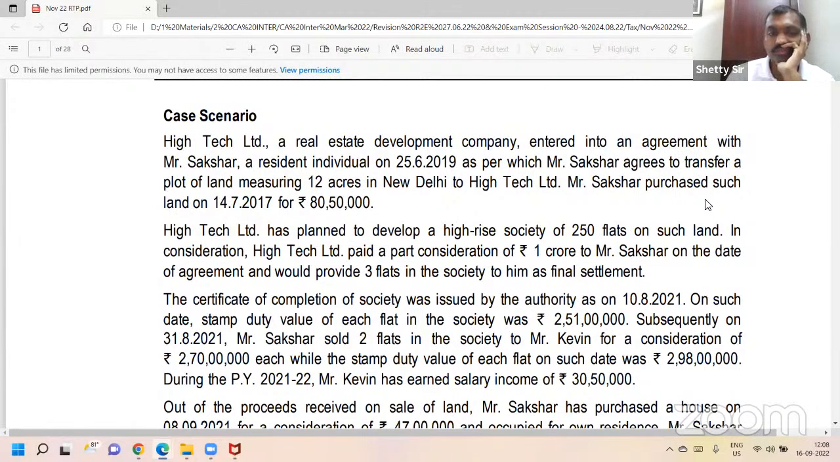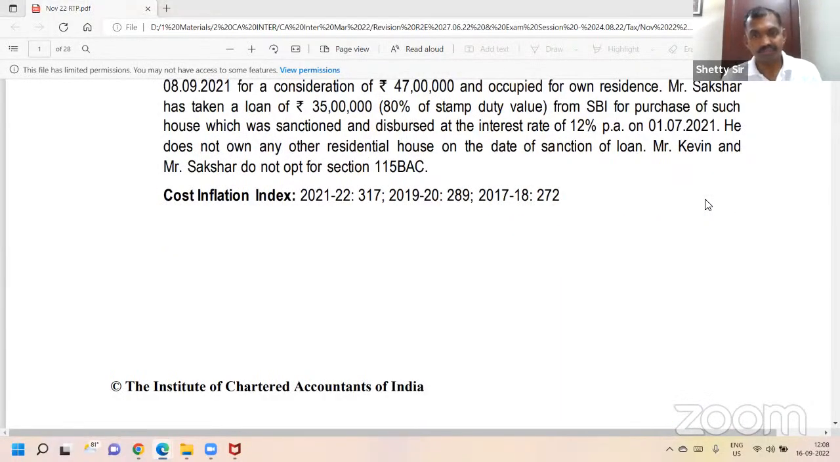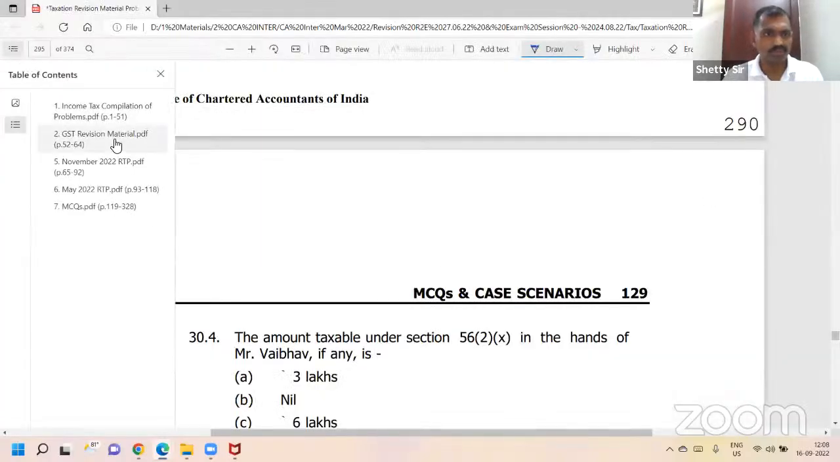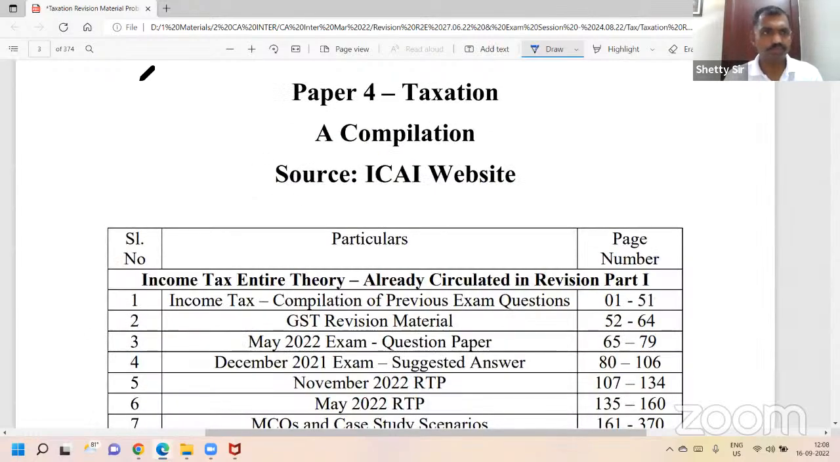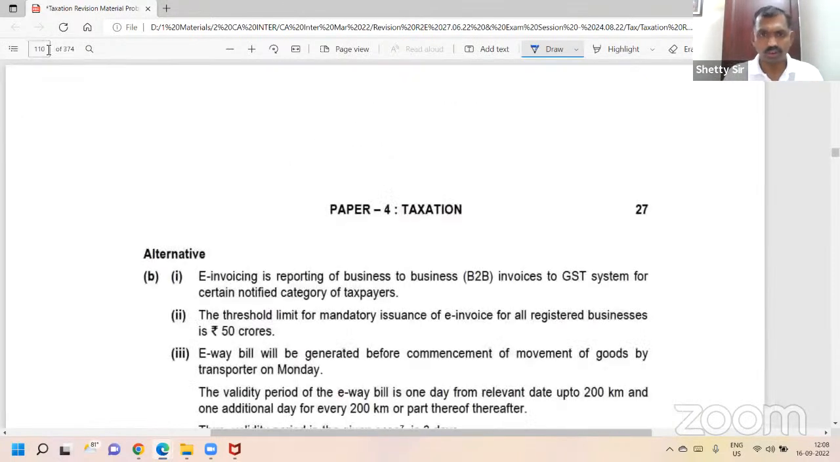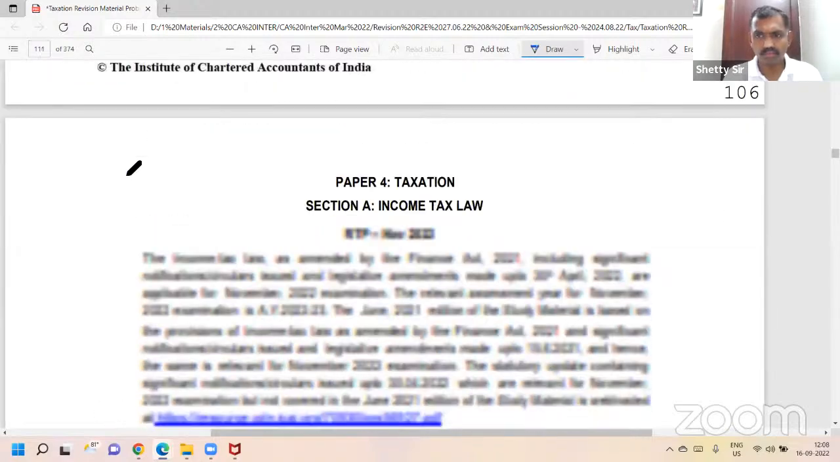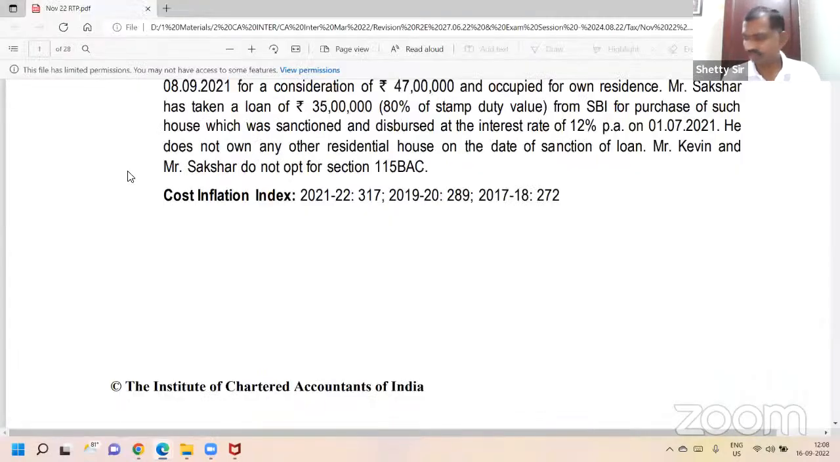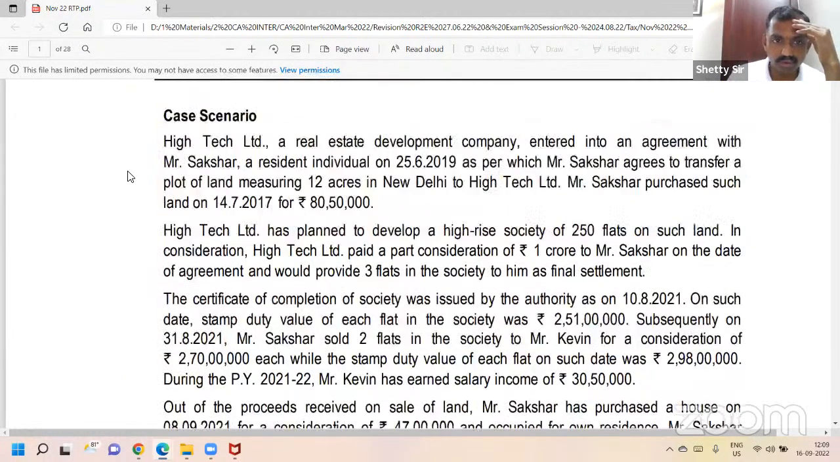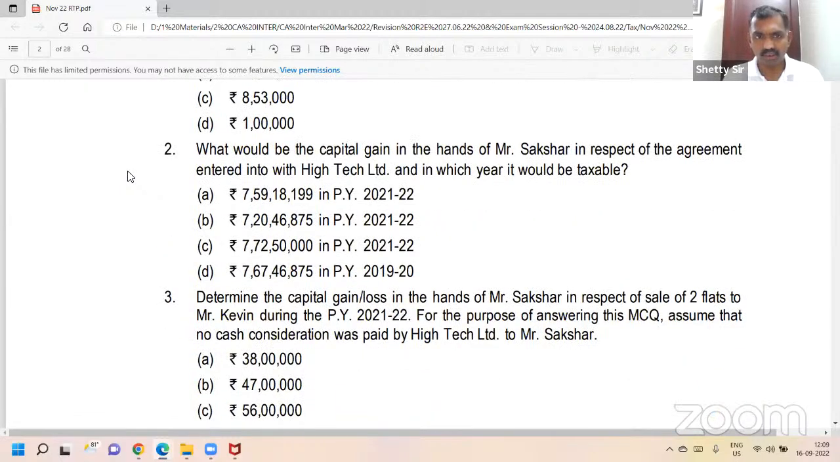Less cost of acquisition, just of land, 80.5. Therefore, STCG or LTCG now? STCG. So it is 772.5 lakh. So the answer is C. First question answer 1A, 10 lakh. The second question answer is 2C, 772.50. Everybody understood? This you should tick.